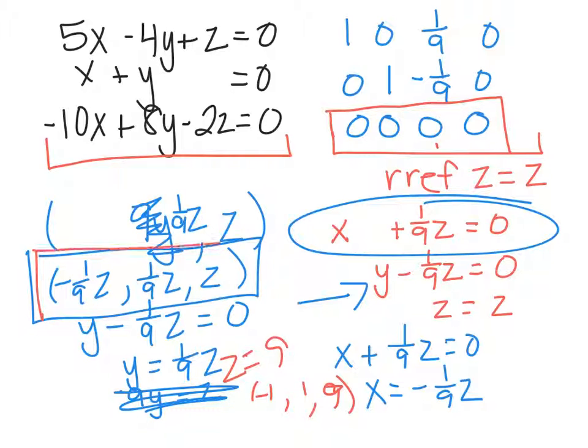So our final solution is in terms of z. We only do that when I have zeros across the bottom.